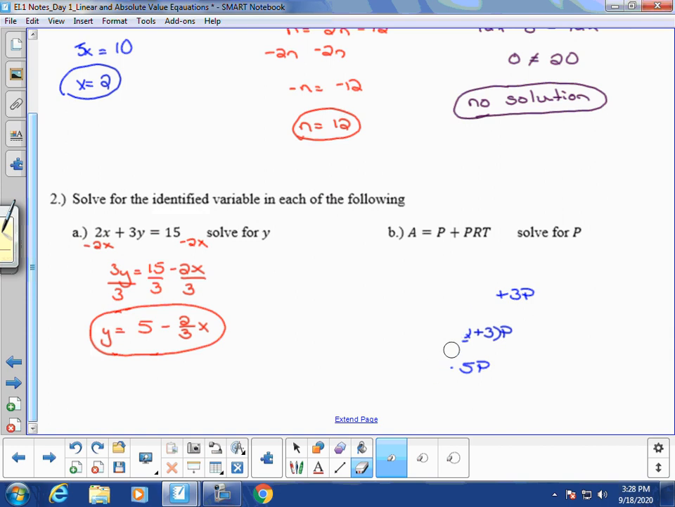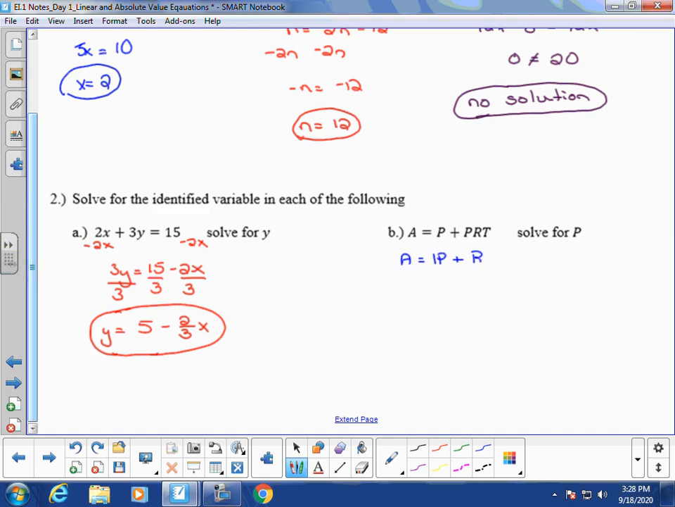So let's actually do that here in B. We have two different values for P. So this is basically like 1 times P plus RT times P. So the coefficients of P, 1 and RT, we would add together. So A would equal (1 plus RT) P.